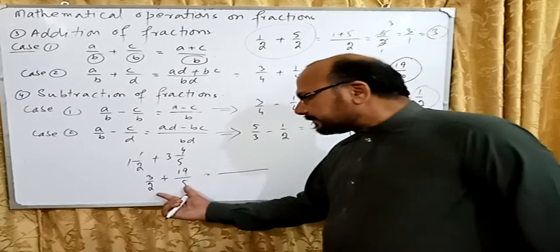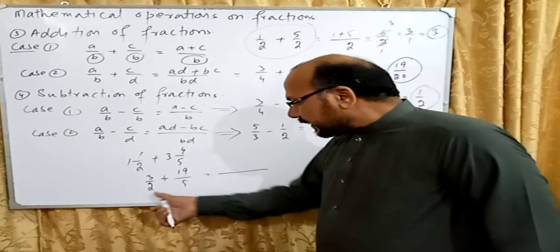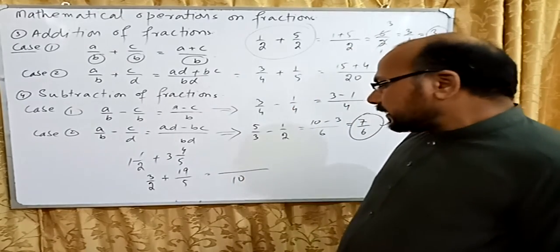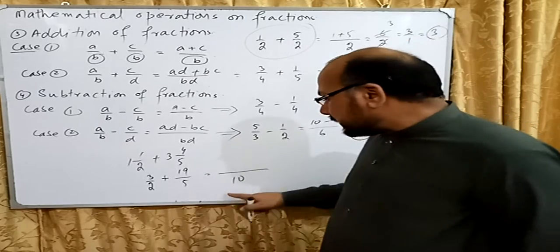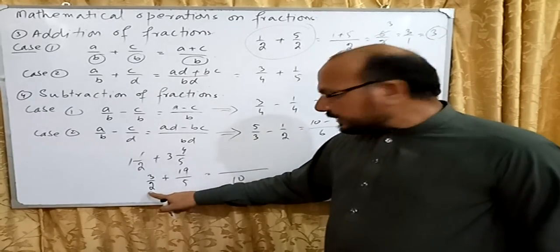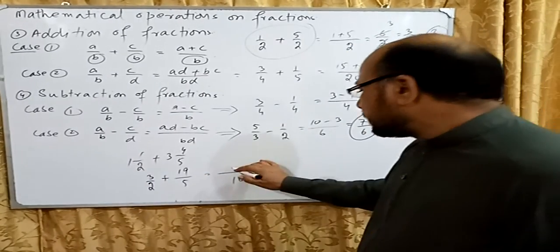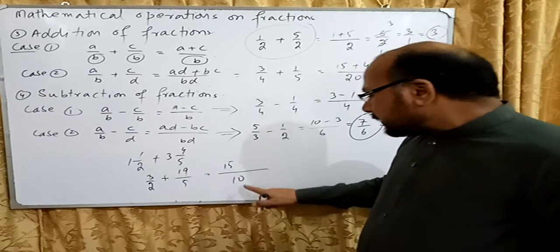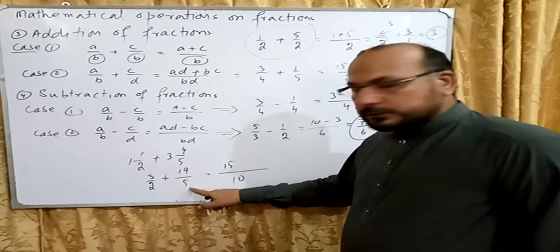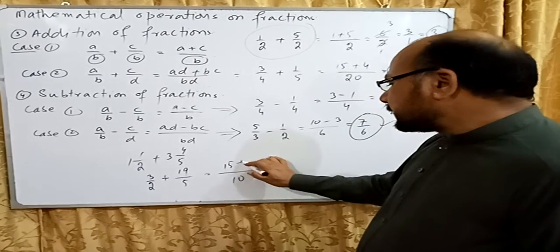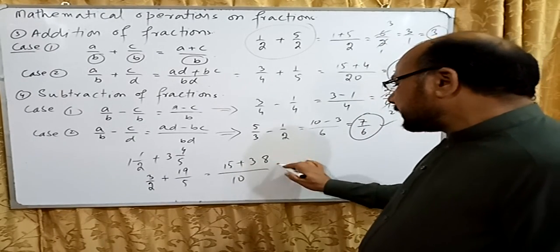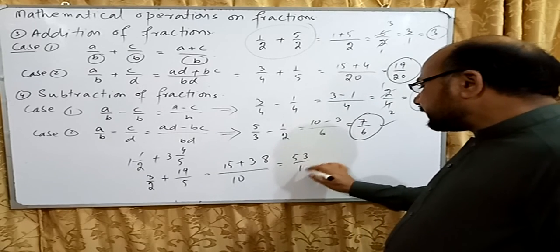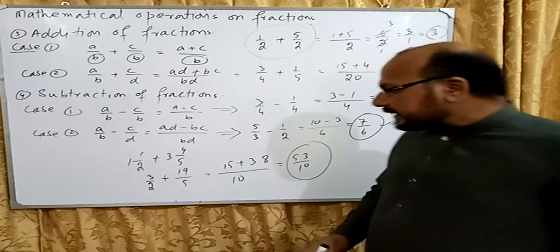So if we take the LCM, 2 multiplied by 5, it will be 10. So 10 divided by 2 is 5, 5 multiplied by 3 becomes 15. And then 10 divided by 5 is 2, 2 multiplied by 19 becomes 38. Now 38 plus 15 becomes 53 divided by 10. This will be the final answer.